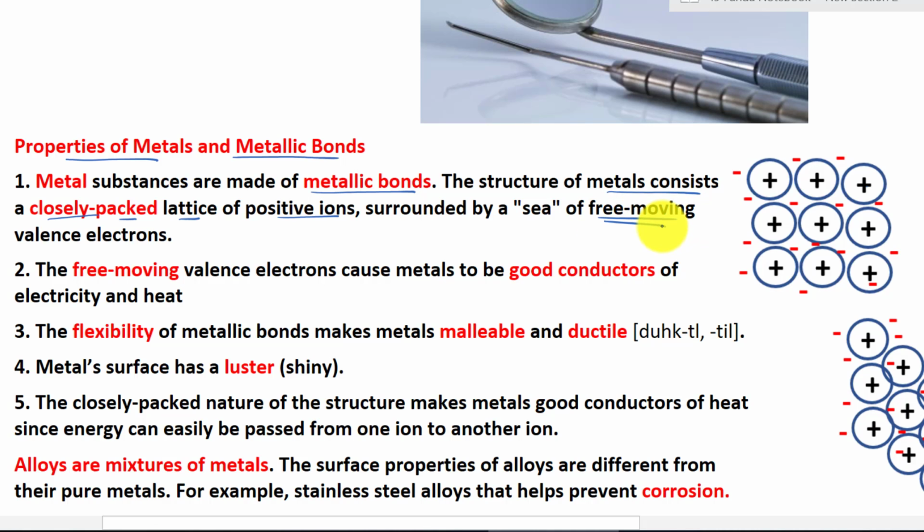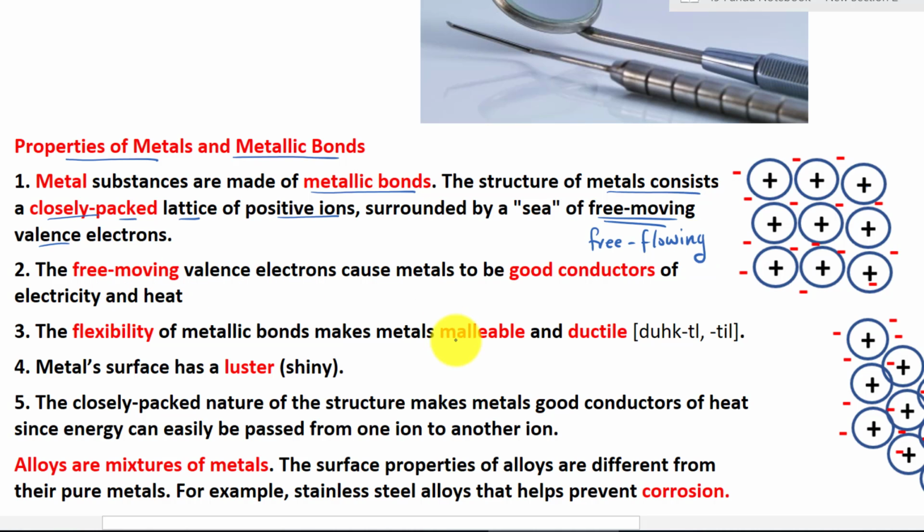Free moving means the electrons can move from one place to another place without changing the properties of the metals. It doesn't cause one metal to become a different metal. So free moving electrons, valence electrons to be exact. Sometimes we use the term free flowing because the electrons flow from one place to another place.